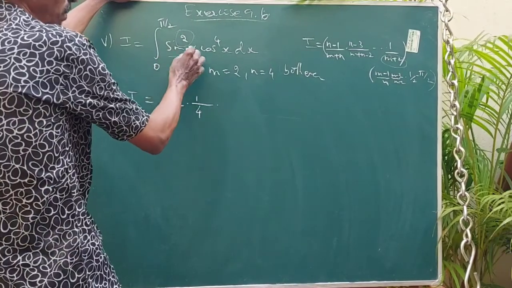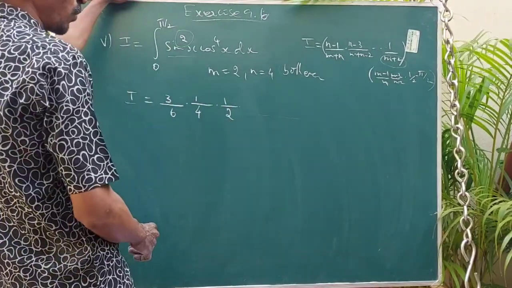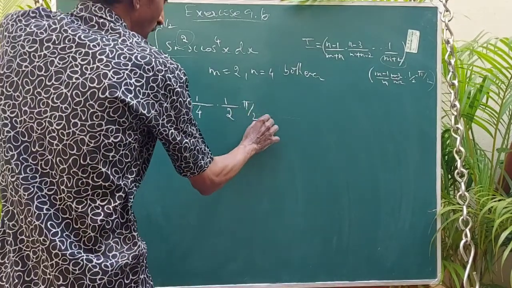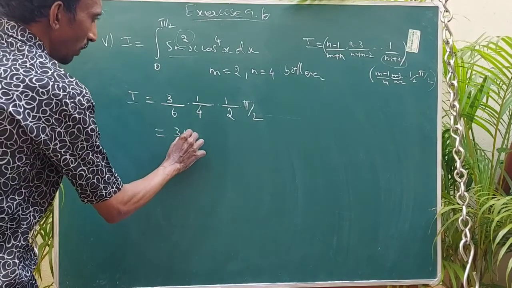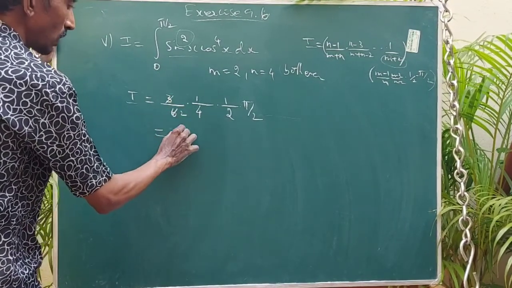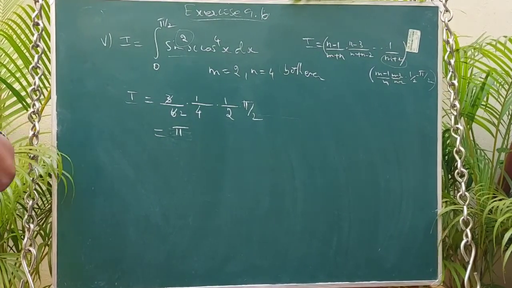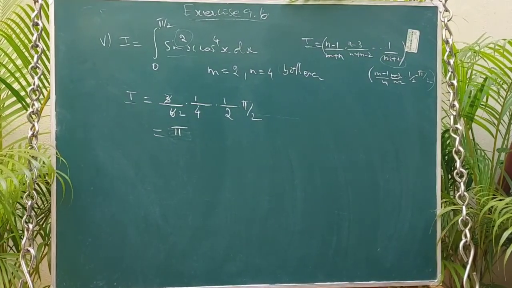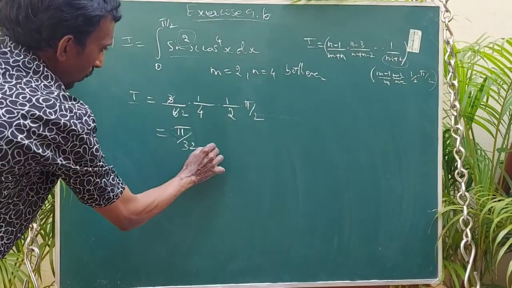So m minus 1 by n, so 1 by 2, already told you if 1 by 2 comes we have to put pi by 2. Okay, so 3 pi, sorry we can cancel 1 times, so 2 times, so pi by 2, 8 is 16, okay, into 2, 32. So pi by 32 is the answer.